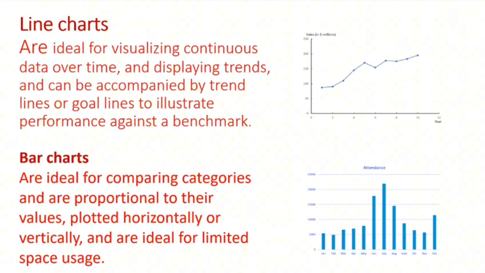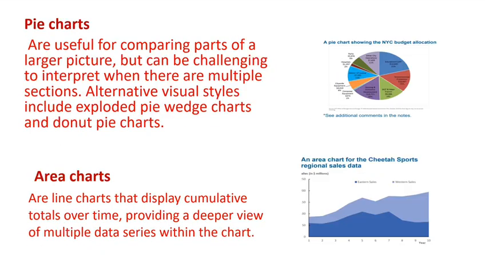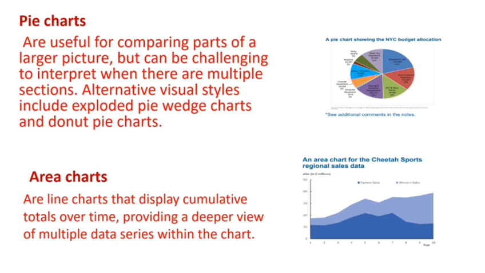Line charts are ideal for visualizing continuous data over time and displaying trends, and can be accompanied by trend lines or goal lines to illustrate performance against a benchmark. Bar charts are ideal for comparing categories and are proportional to their values, plotted horizontally or vertically, and are ideal for limited space usage. Pie charts are useful for comparing parts of a larger picture, but can be challenging to interpret when there are multiple sections.